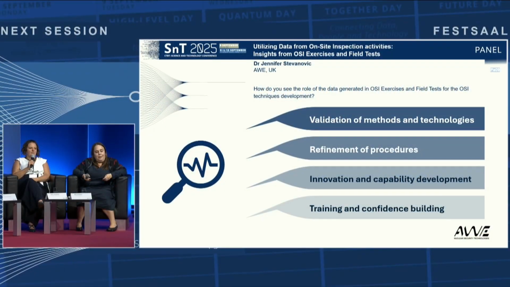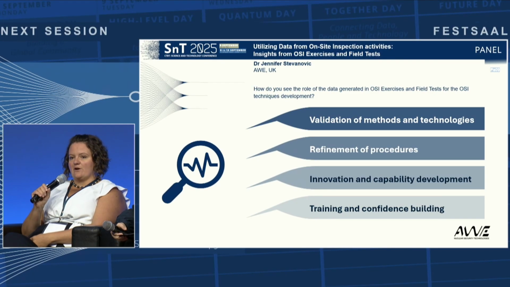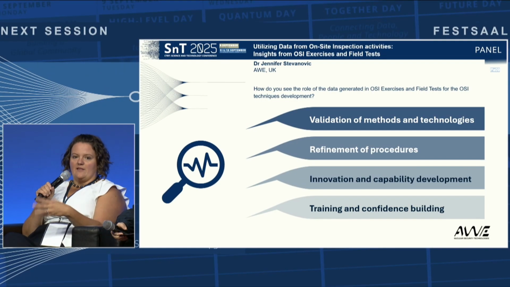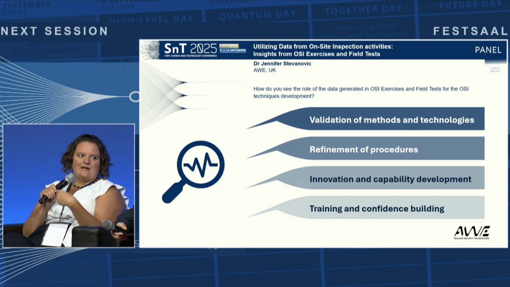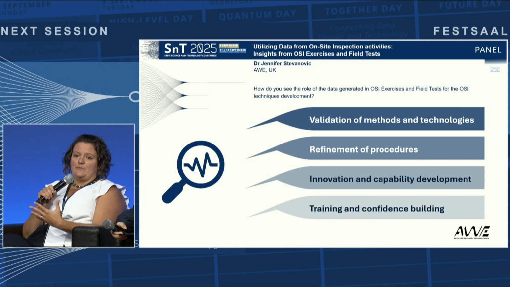So the data generated in these exercises and field tests can be used in many different ways. Here are just some of my thoughts, really. In order to validate the methods and technologies laid out in the treaty, there's a subtlety around developing technologies, because the treaty is kind of frozen in time, but of course we're developing all the time. So it's really validating that the methods that are developing actually can be used within the treaty context.